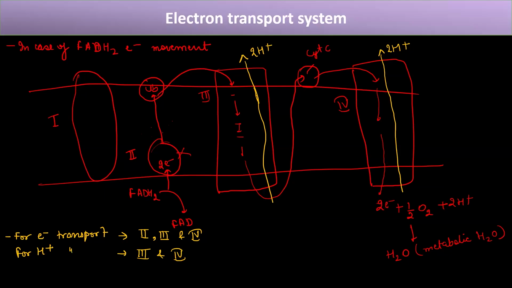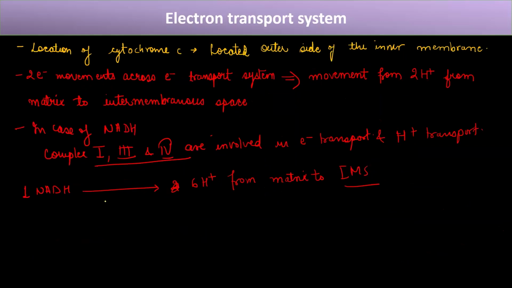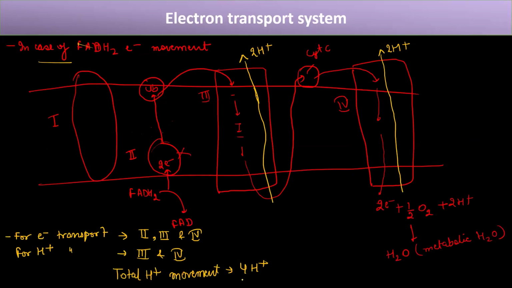Now we can see, in case of FADH2, in total how many hydrogen ions will move. So the total hydrogen ion movement in case of FADH2 is what? It is 4, right? 4 hydrogen ions. So in case of FADH2, total hydrogen movement is 4 hydrogen ions. Okay. So now just remember, in case of NADH, it's 6, and in case of FADH2, it is 4. Okay. Now, next we'll talk about how this hydrogen and electron movement ultimately leads to the formation of ATP. Okay.